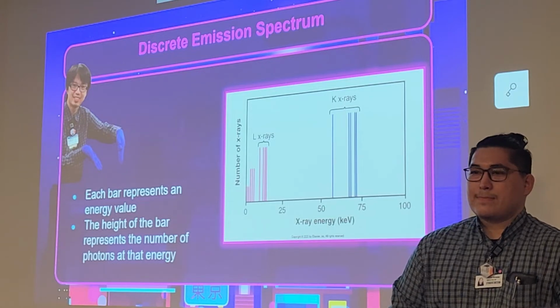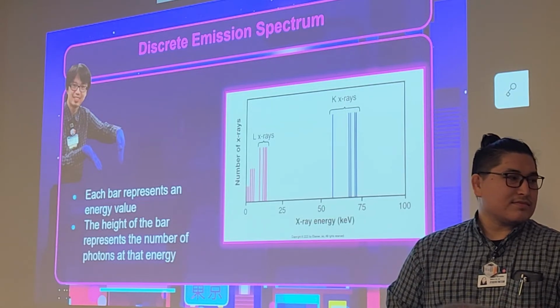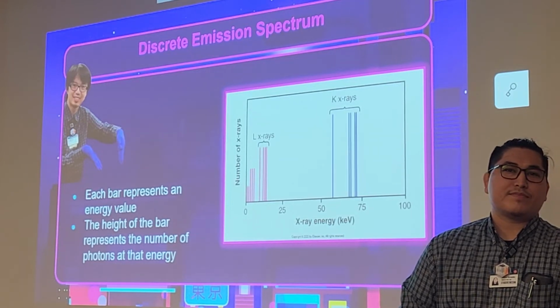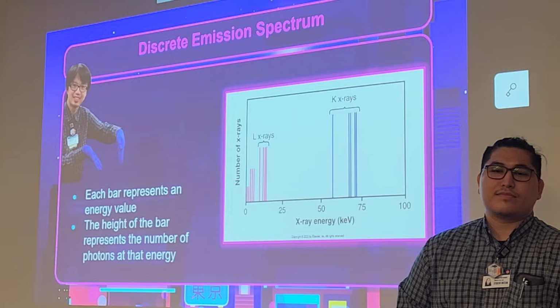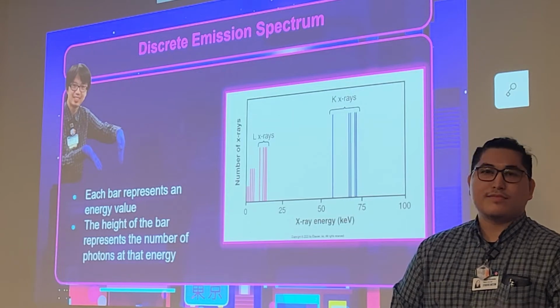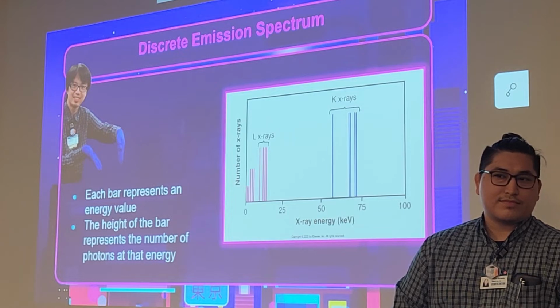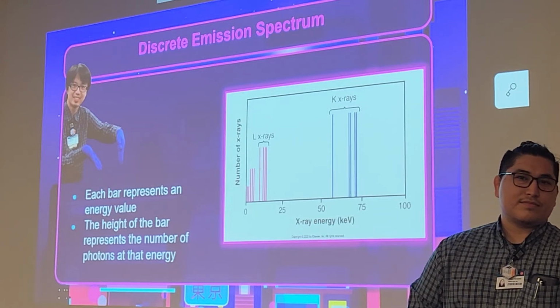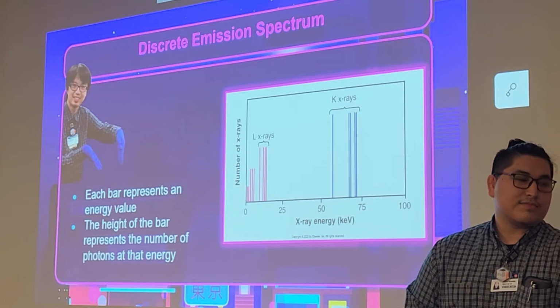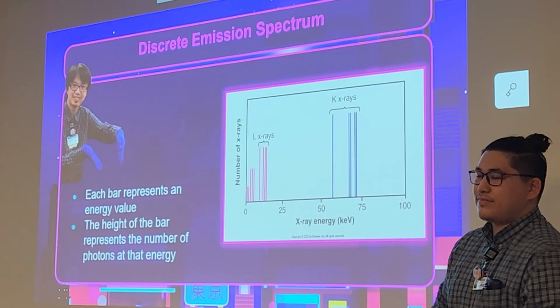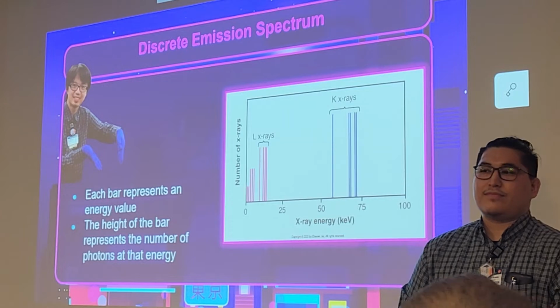This discrete emission spectrum, what kind of interaction does it show you? Does it show you characteristic or Bremsstrahlung? Characteristic. What is the highest characteristic photon you can create? 69.5. So what do you think that rightmost blue bar is? 69.5. There we go.